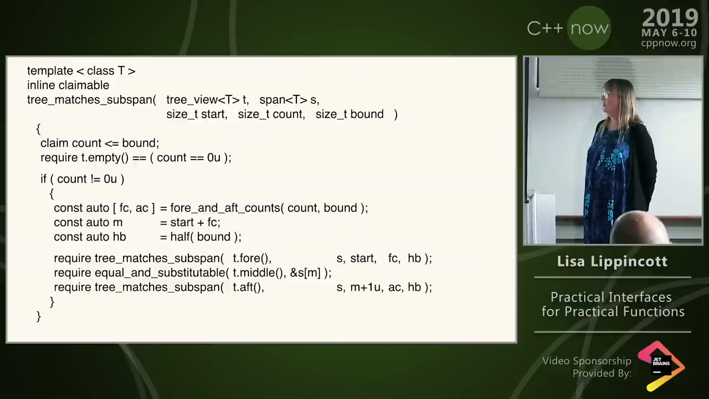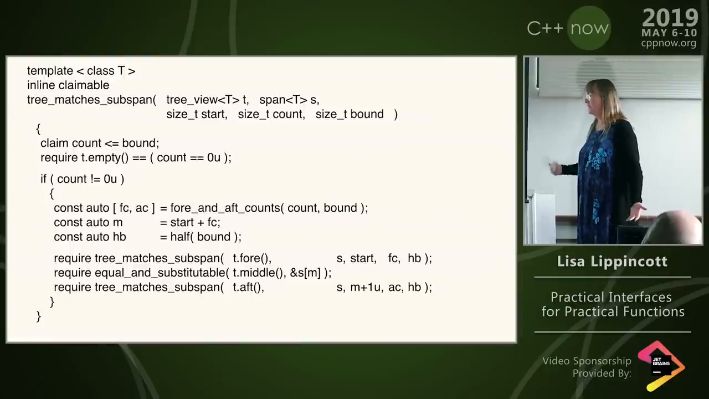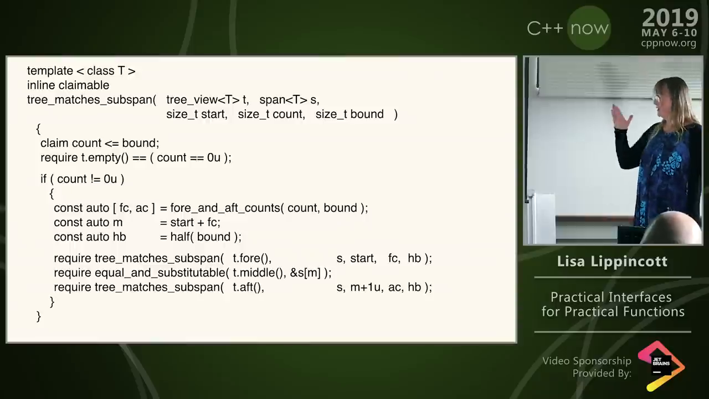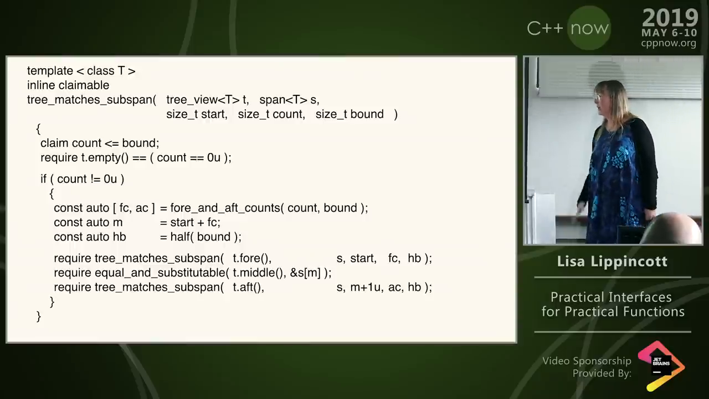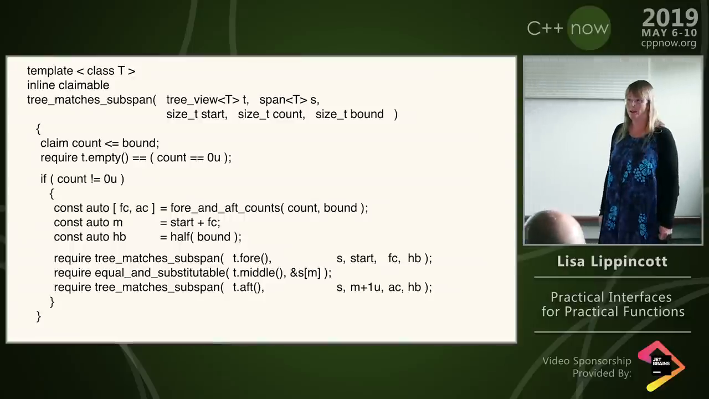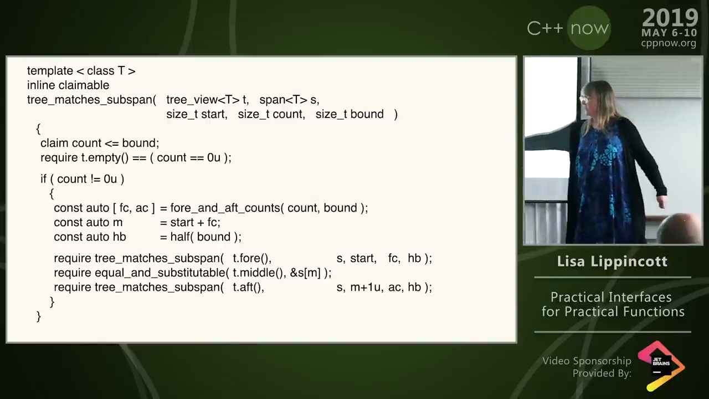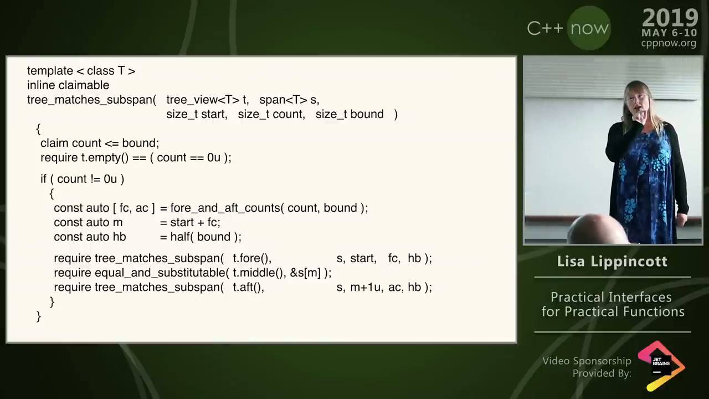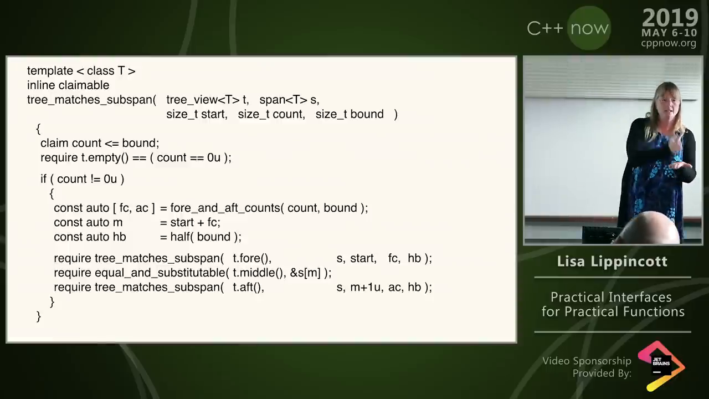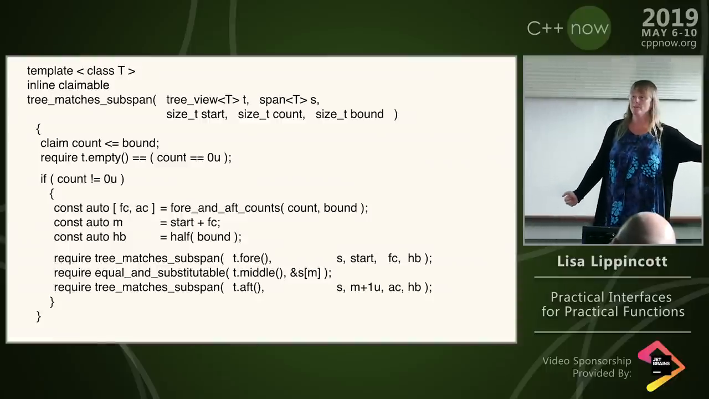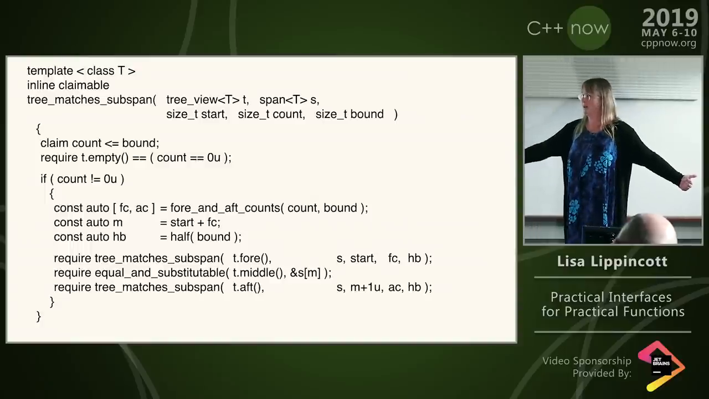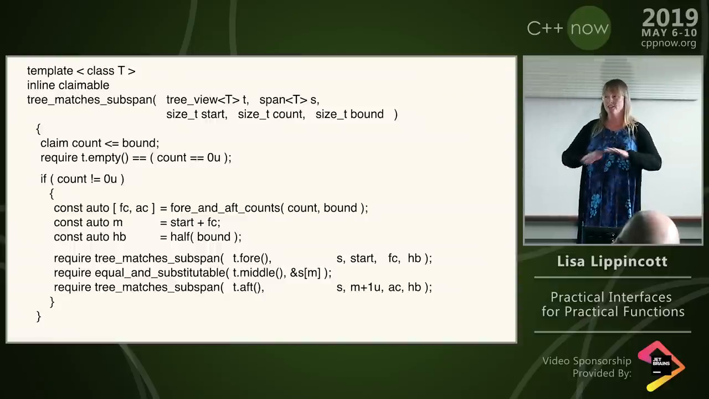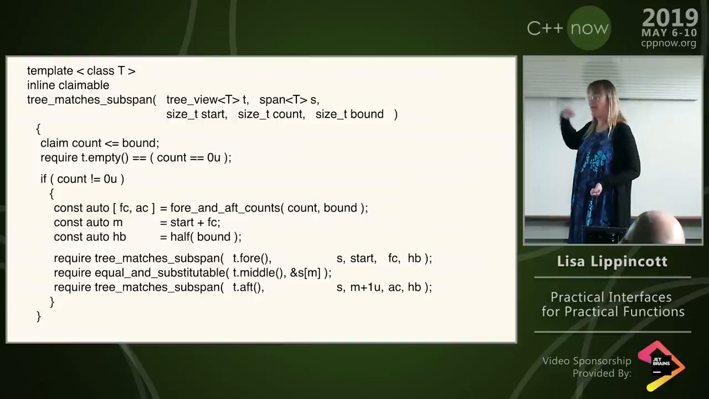But here, what we're doing is just a walk of the tree, saying that at each point the foreside has to match the appropriate span, the middle has to be equal and substitutable, and the aft side has to match the appropriate span. And this increment, this plus one u here, if you follow it over the entire recursion, is actually incrementing a pointer from the beginning of the original span to the end of the original span. So we're doing a tree iteration, a tree walk, and a span walk simultaneously to match these things up. We're matching them up in the same order here.